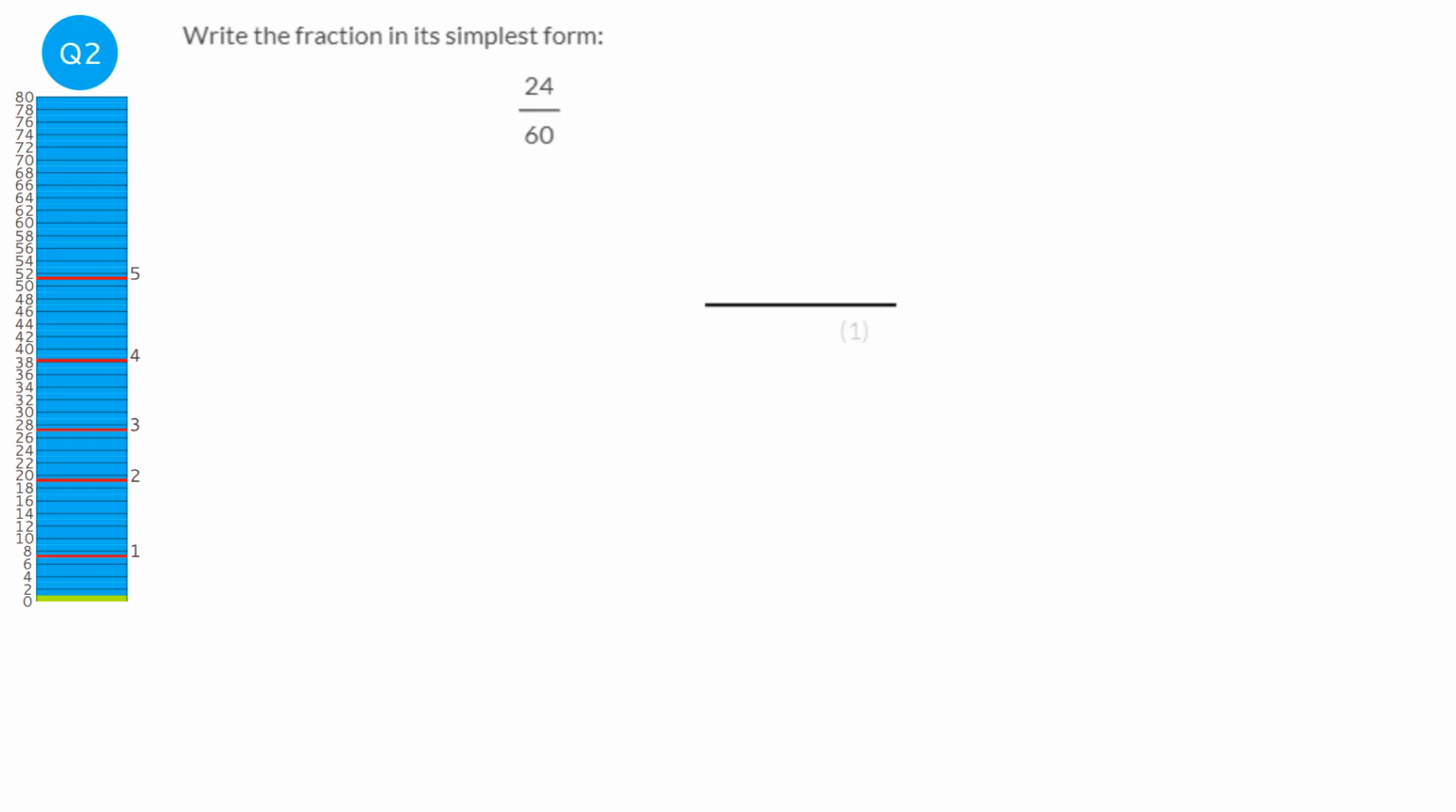When we simplify a fraction, we want to try and make the numbers at the top and the bottom as small as we can. So looking at the numbers 24 and 60, we need to think, is there a number we can divide both numbers by? Well, they're both even numbers, so we can divide them both by 2. And that will get us 12 over 30. These are also both even numbers, so we can again divide by 2. And that will give us 6 over 15.